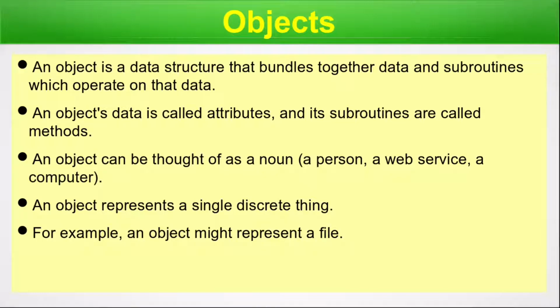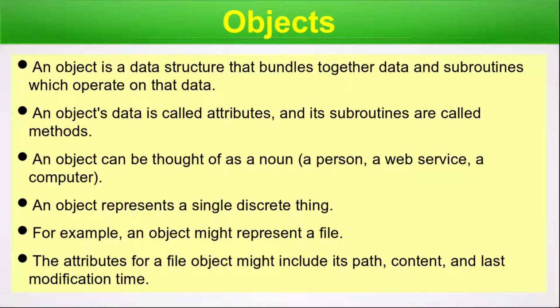Now, for example, an object might represent a file. This is generic; I have given more examples. The attributes for a file might include the path, content, and last modification time. If you think of a computer, a file can be an object, and it can have multiple attributes like path, content, last modification time, size, and whether it's a file or a directory, like this. Next, we go to the class.